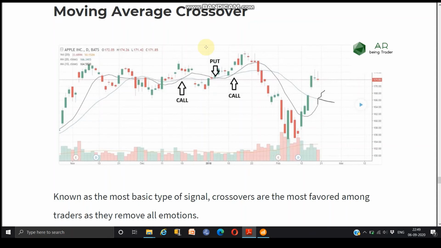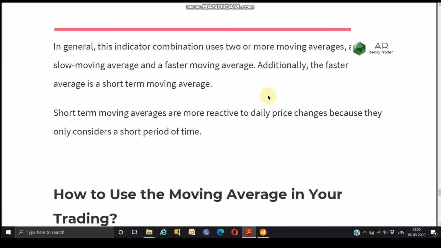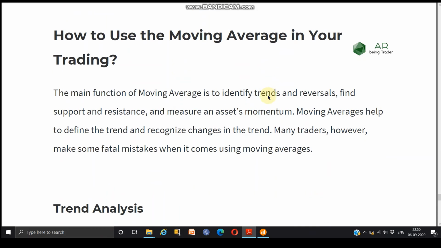If you are trading not only in binary, if you are trading in stock or in forex, many people use these crossovers to enter the market, and they also use these crossovers as a stop loss. Okay, I will show you that. And now, let's see how we can use these moving averages in our trading.